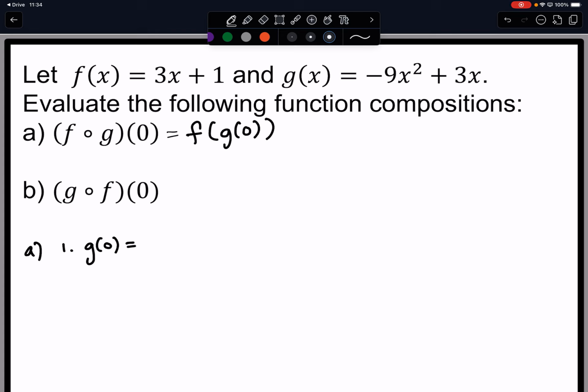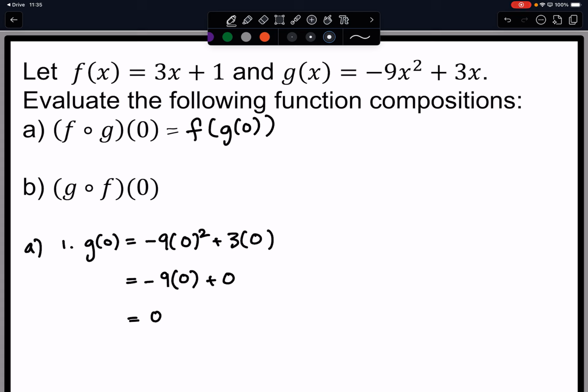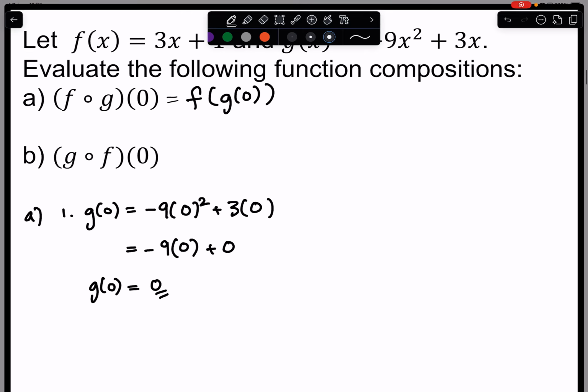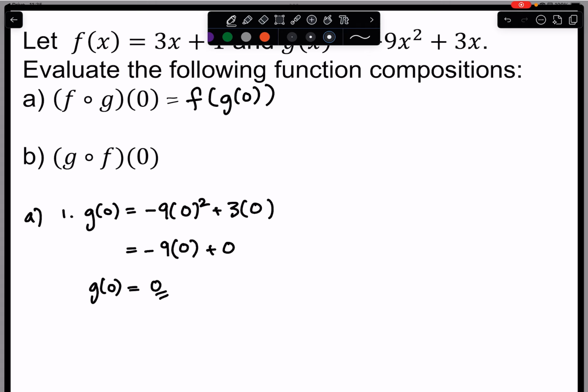So we're going to look at the function g, which is negative 9 times the value of x to the second power plus 3 times the value of x, and we're going to replace those x values with 0. So negative 9, 0 to the second power is 0, 3 times 0 is equal to 0, and negative 9 times 0 is 0, and 0 plus 0 is equal to 0. So we get that the value of g at the input value of 0 gives us an output value of 0. So what we're going to do now is we're now going to evaluate function f.